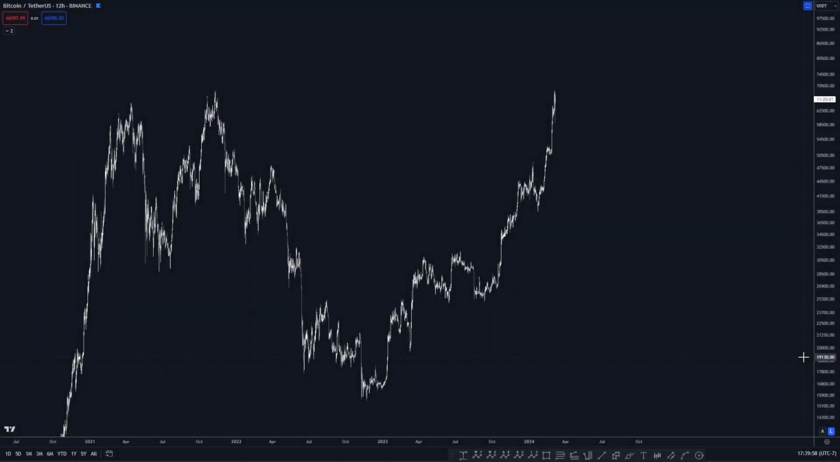Hello everyone. Welcome back. We're going to go ahead and take a look at Bitcoin. We're going to start from the longer time frame, then jump to the medium time frame, and then jump into the smaller time frame. So let's go ahead and get into it.